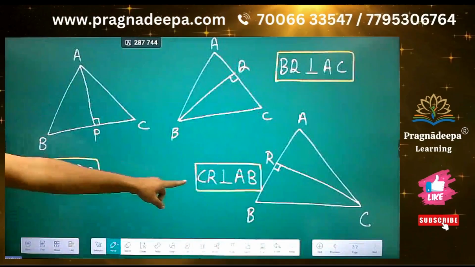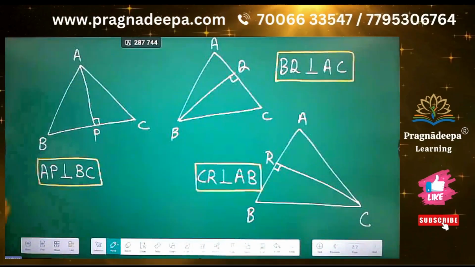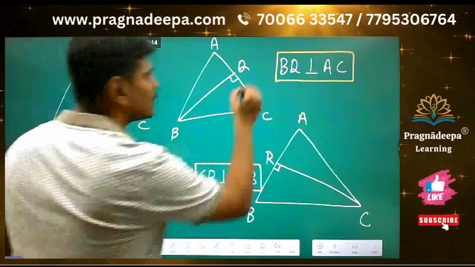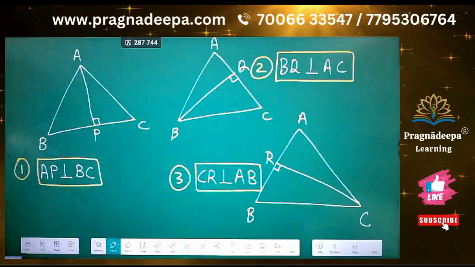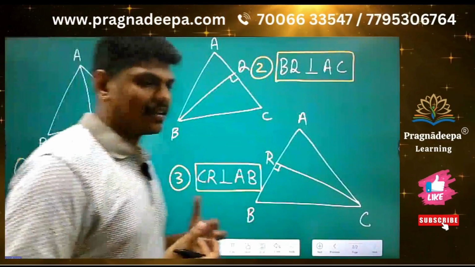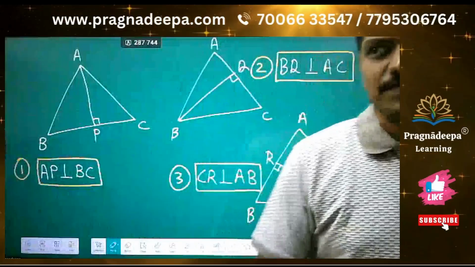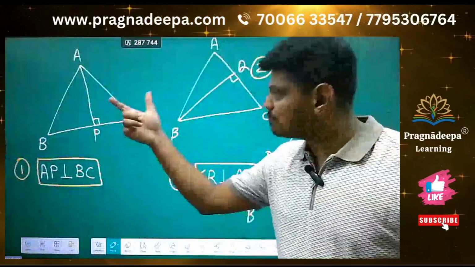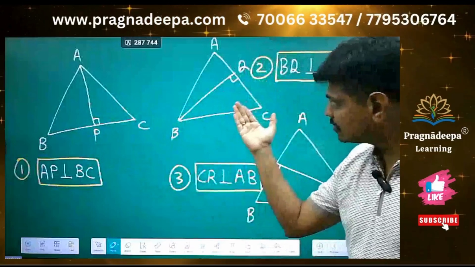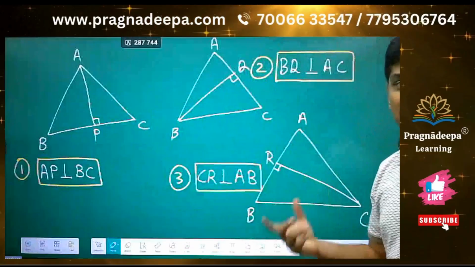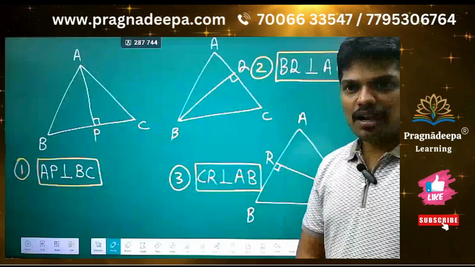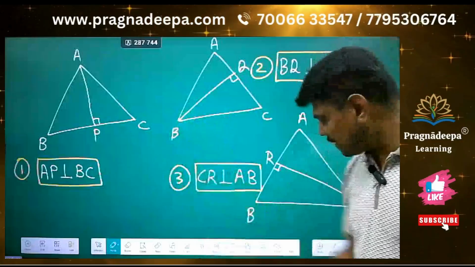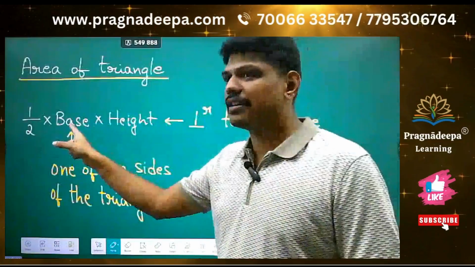Idun base aag tagondu idun height tagobaardu, correct? Ide bere scenario, ide bere scenario, ide bere scenario. Do you understand what I am trying to tell? So for example, if I ask you the question, what is the height of the triangle? You can't tell this is the height. With respect to what? With respect to base BC, or with respect to side AC, or with respect to side AB, anta kelbeku. Artha agtideya helta irada? Height of a triangle andre it is with respect to the base that we are talking.